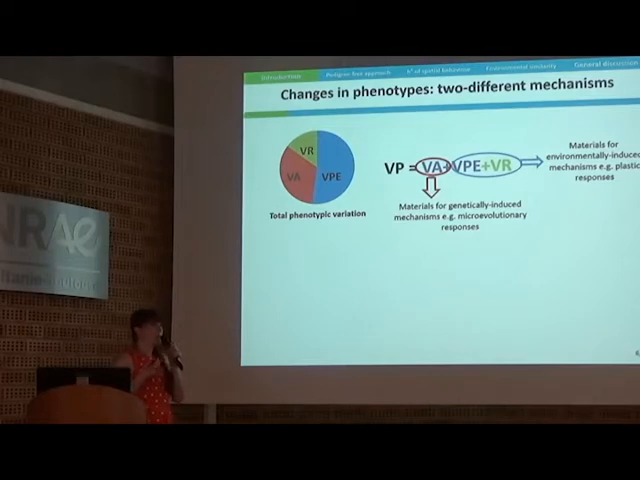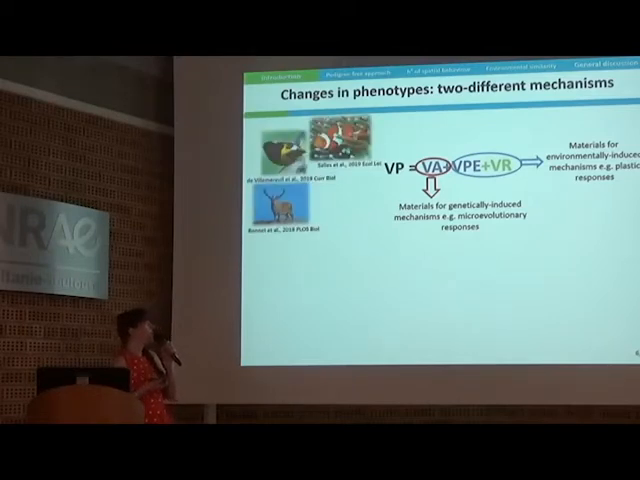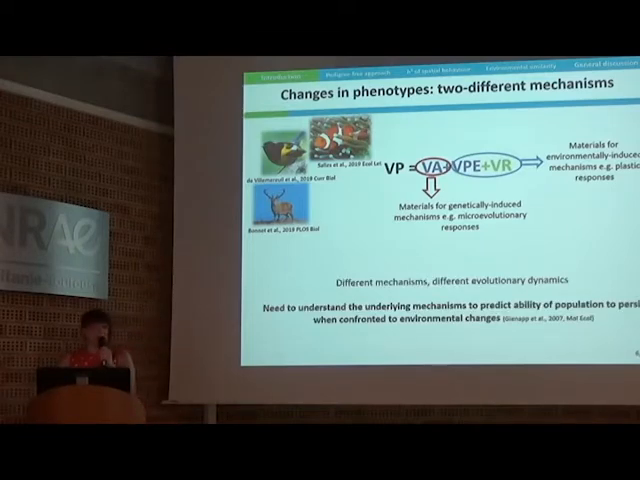These different mechanisms have been mainly studied in the literature. For example, in the red deer, it has been shown that change in phenotypes might be due to both mechanisms, while in the hihi and in the clownfish, it has been shown that if there are changes, they are due only to environmentally induced mechanisms. So different mechanisms mean different evolutionary dynamics, and that's why we need to understand the underlying mechanisms to be able to predict the ability of populations to persist when they are confronted with environmental changes.